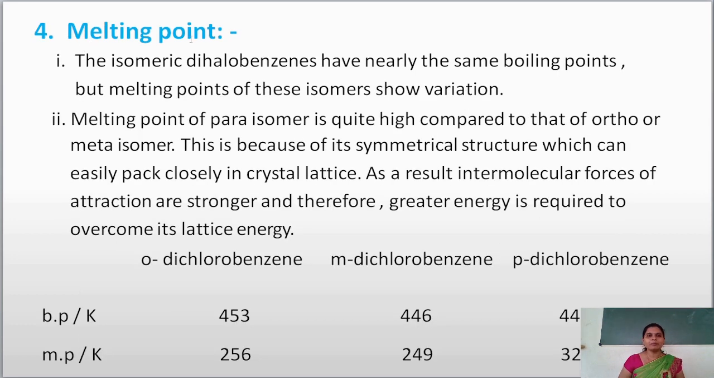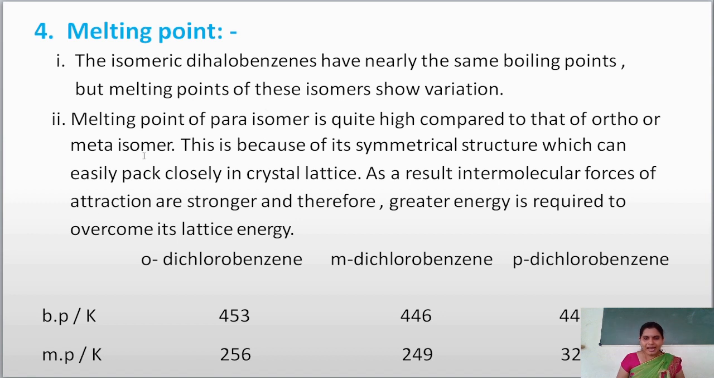Next is the melting point. The isomeric dihalobenzenes have nearly the same boiling points, but the melting points of these isomers show variation, because the melting point of the para isomer is quite high compared to that of the ortho or meta isomer. This is because of its symmetrical structure, which can easily pack closely in the crystal lattice.